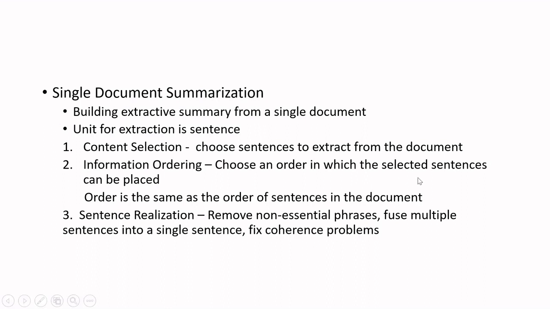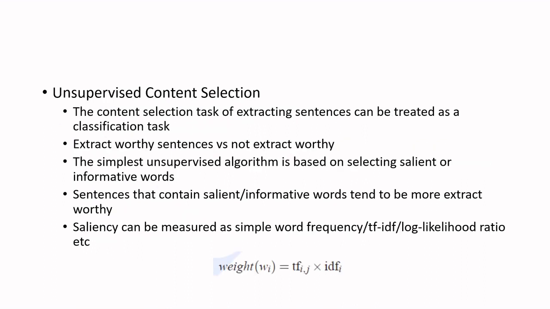And in sentence realization, that is after you have selected sentences and ordered them, we might have to remove some non-essential phrases or combine multiple sentences, and maybe there can be coherence issues which need to be sorted out. So these are the things which need to be done. And the important concept here is the content selection part.